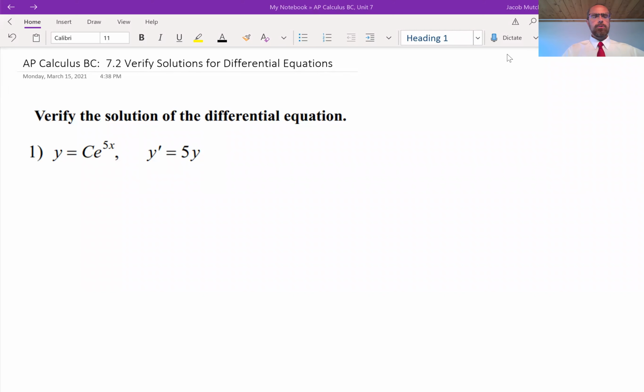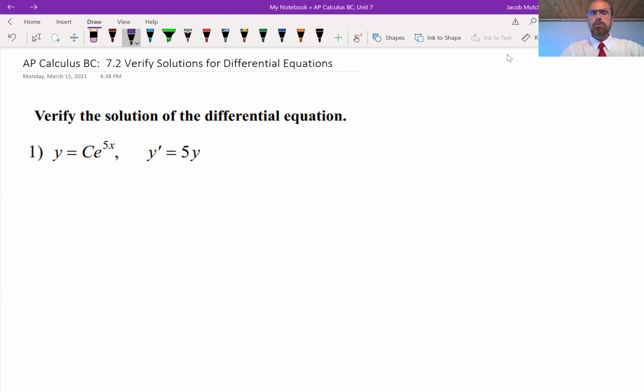So I've got 2 equations here in my example number 1. The first one's y equals c times e to the power of 5x. The second equation is y prime, or the first derivative of y, equals 5y. Just to begin, to identify parts, I need to say which one of those is my potential solution, and which one is the original differential equation. I know it's a differential equation if it involves a derivative. So my differential equation is this second one, y prime equals 5y, which means my first equation is my potential solution.